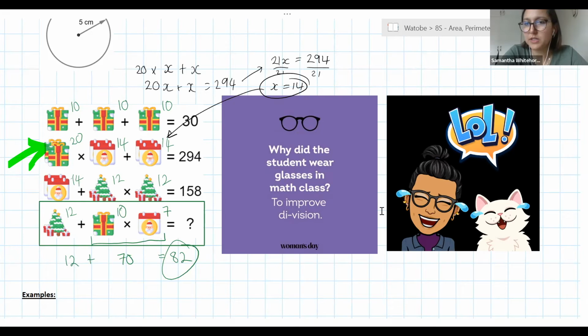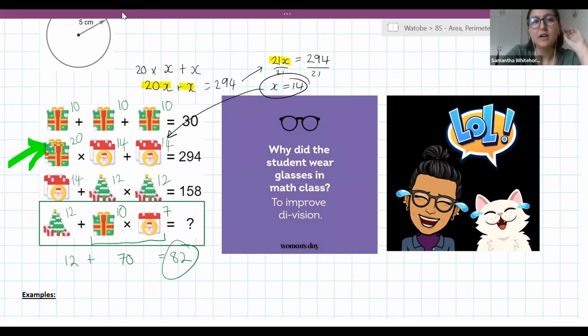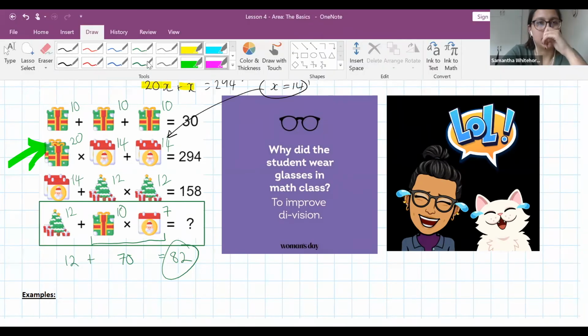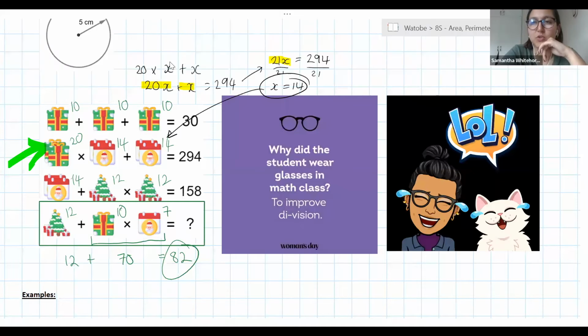Renelle, before we do some examples, do you have a question for us? Yes, ma'am, where did you get the 21 for the algebraic equation? So basically, because the 20x and the x are like terms, I can add them together. So 20x plus 1x gives me 21x. Okay, thank you, ma'am. Sure. Okay, so guys, that's just a tip. Sometimes using algebra is quite useful. But obviously you do you.